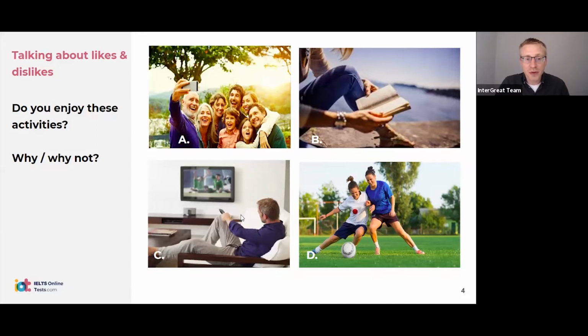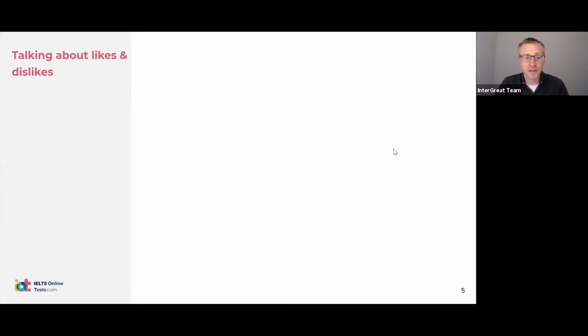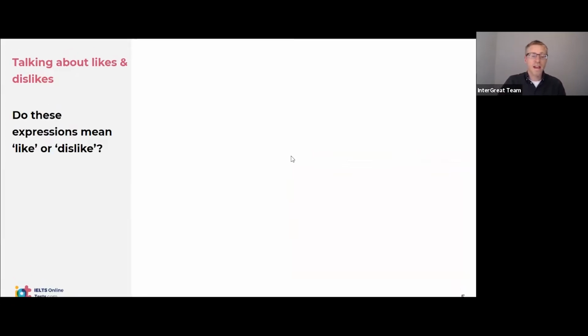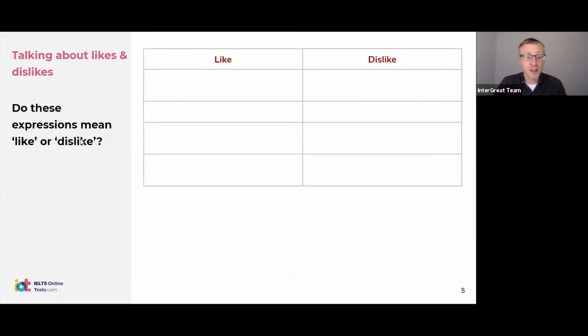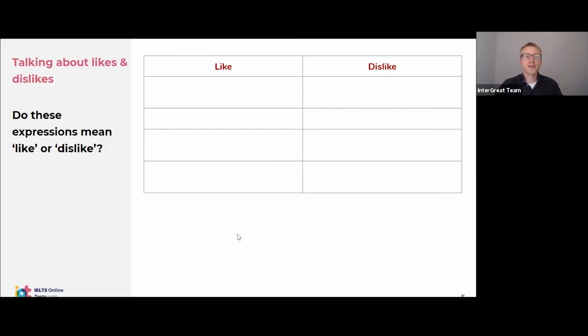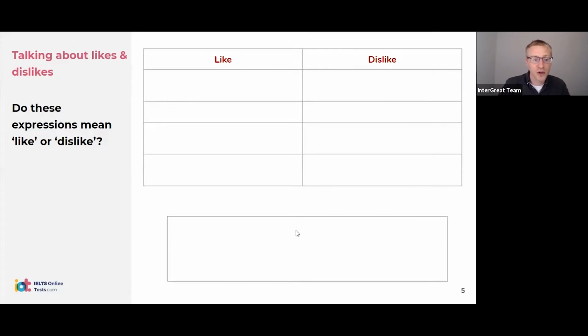Okay. Before we do this, let's look at some useful language for expressing your likes or dislikes. You can say, yes, I enjoy it. Yes, I like it. If you want to get a higher band score, we're talking a band 7 or a band 8, it's important to use slightly more advanced language and more variety of language. So to do that, you can use some of these expressions. So can you tell me, do these mean like or dislike?